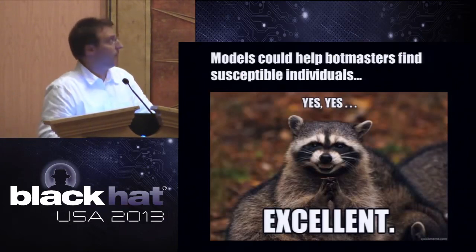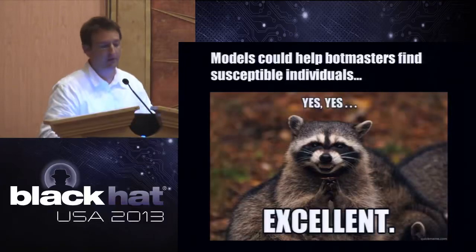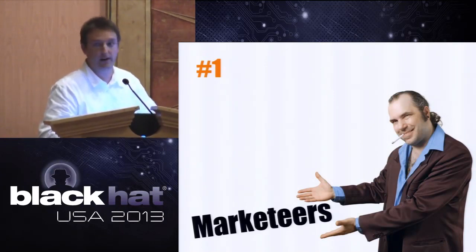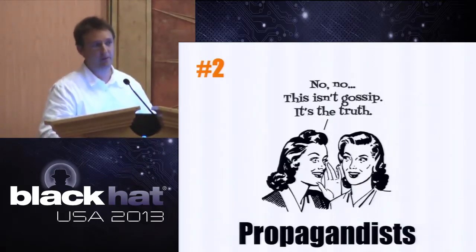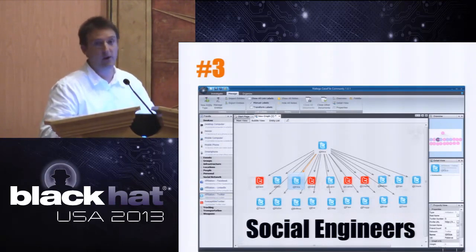We concluded really that models could help bot masters or those wanting to do that to find susceptible individuals, or at least reduce the chance of finding people who aren't going to respond. And in terms of why we think that's important or worthy, marketeers have definitely got skin in the game of trying to get more engagement, so it would behoove them to actually go try and find people who are more likely to respond. The propagandists may well want to focus on people who are more likely to push their message further out. Social engineers can at least reduce the chance of hitting people who are less likely to respond, maybe.